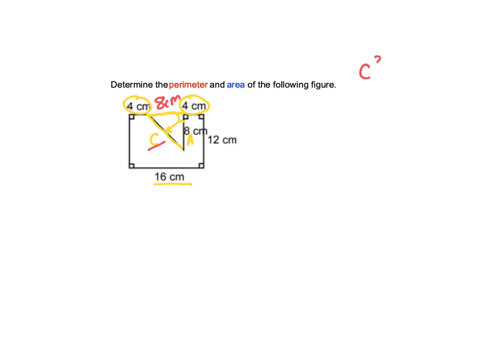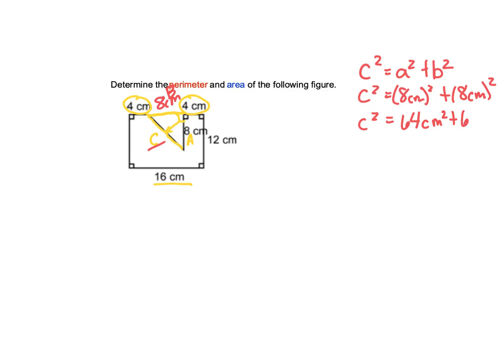If I do C squared equals A squared plus B squared. So we already said A would be 8 centimeters. And this can be B. So we have 8 centimeters squared plus bracket 8 centimeters. And then square it. C squared equals 64 centimeters squared plus 64 centimeters squared. C squared equals 128 centimeters squared.